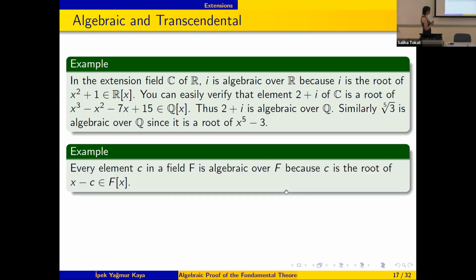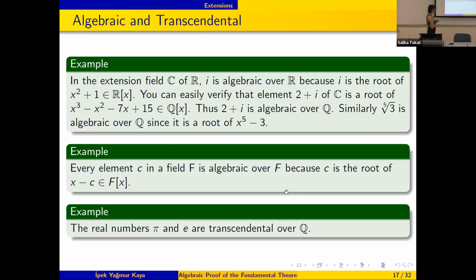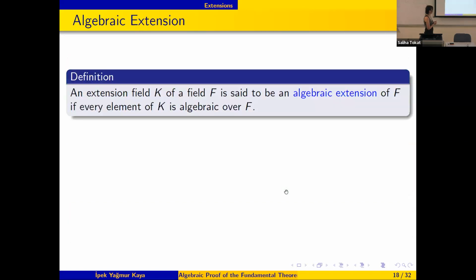And in another example, every element c in a field F is algebraic over F because c is a root of x plus c in F[x]. The real numbers pi and e are transcendental over Q. But we immediately point out that since pi is a root of the polynomial x minus pi, pi is algebraic over R.